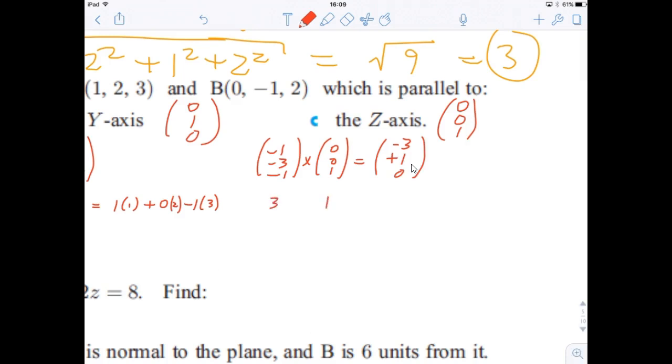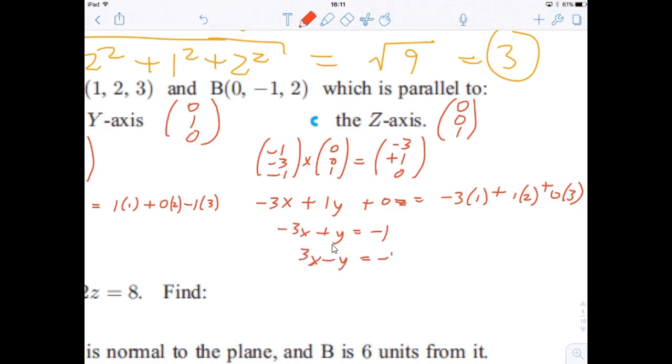So we'll put those as the coefficients on the left side and the right. On the left side, I multiply those coefficients times x, y, z, and on the right side, I multiply those coefficients times the coordinates of A. Just add everything together. The left side simplifies to negative 3x plus y, and the right side becomes negative 3 plus 2, which is negative 1. So basically we end up with 3x minus y equals 1.